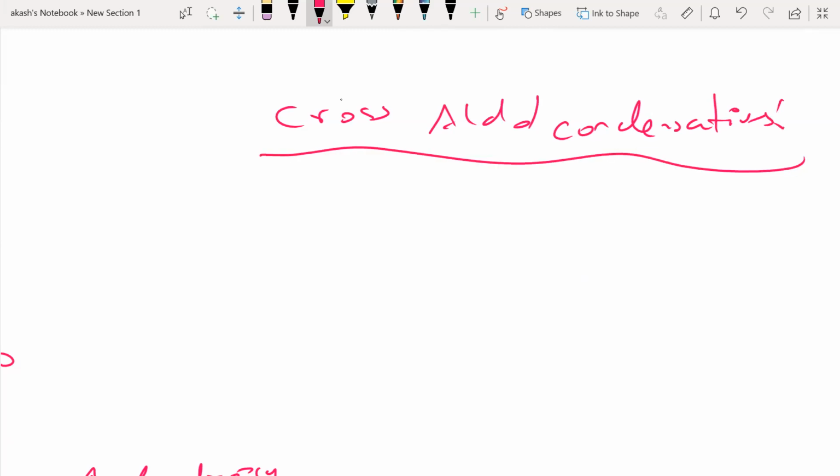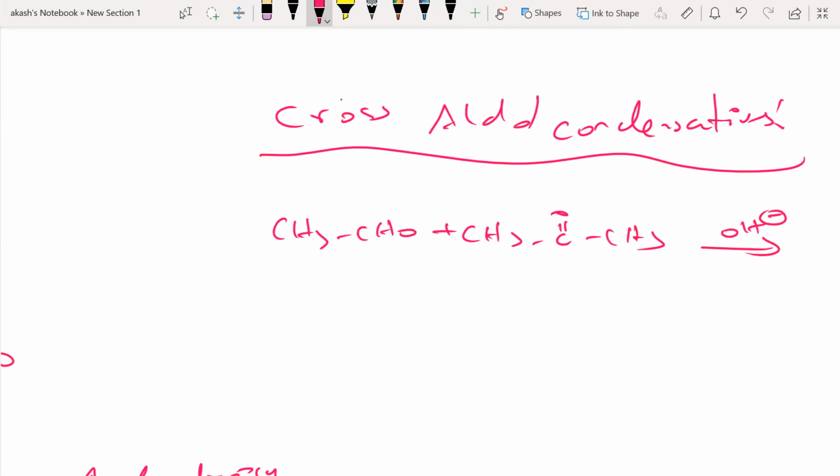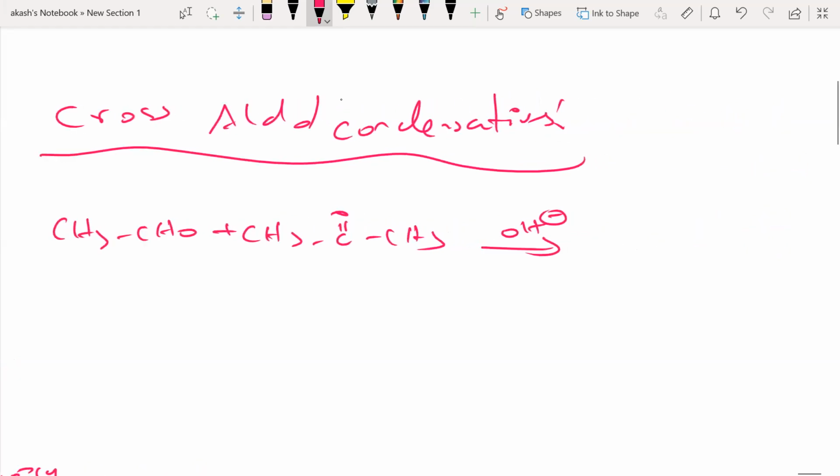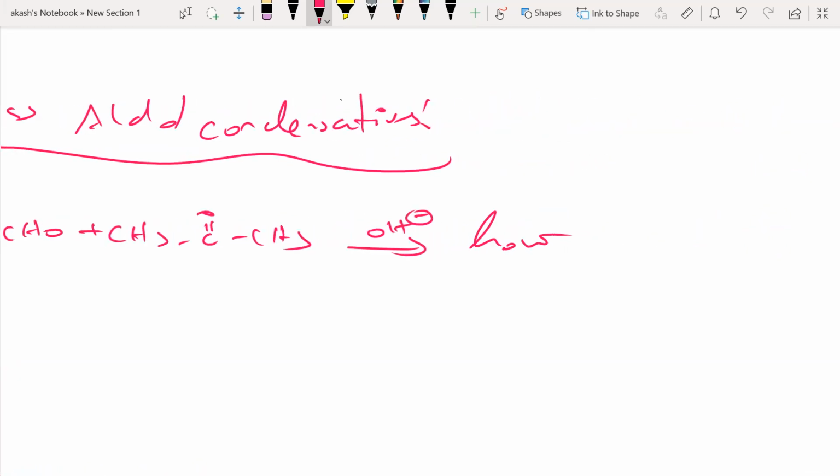Right? Cross aldol condensation means what? Instead of using 2 molecules of the same compound, we are going to use 1 molecule of one compound, another molecule of another carbon compound. Right? So, for example, if I tell you that I'm taking CH3CHO with CH3, C double bond O and CH3, I'm taking these two and I'm going for OH minus. Okay, and I'm going for OH minus. Now tell me how many products are first possible? How many products are possible?